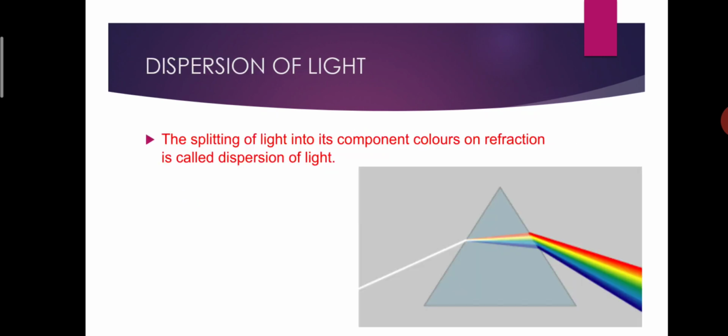Okay. Now dispersion of light. Dispersion means scatter. So what is the dispersion of light? The splitting of light into its component colors on refraction is called dispersion of light. We all know that the light which comes from the sun is white light. When it passes through a prism, its components are separated into 7 colors. That is called the dispersion of light.